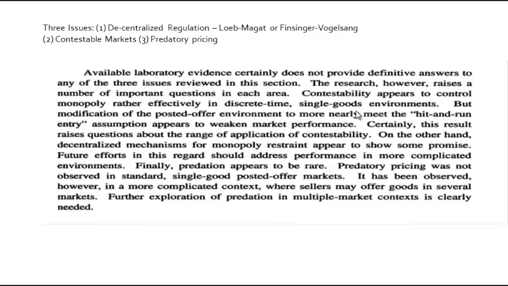So basically these are the conclusions from the textbook. This is just a copy of the concluding section. We don't have any definitive answers to any of these questions, in the sense that in different conditions different kinds of things happen. So what are the findings? Well, contestability does appear to control monopoly in a discrete time single good environment.